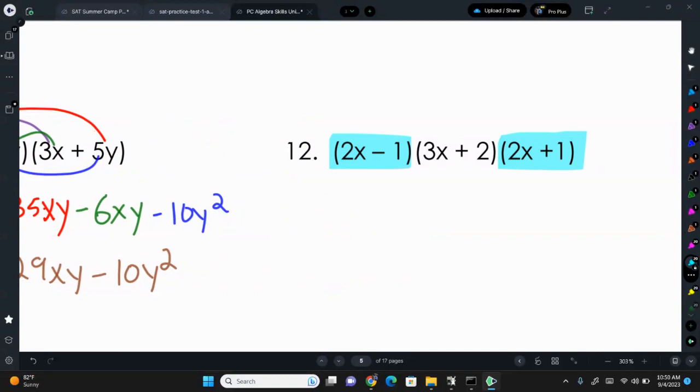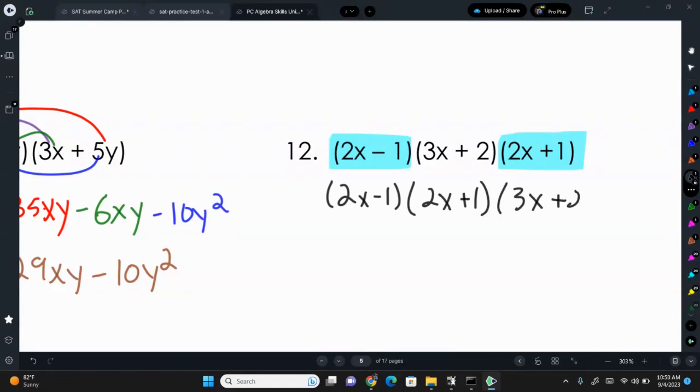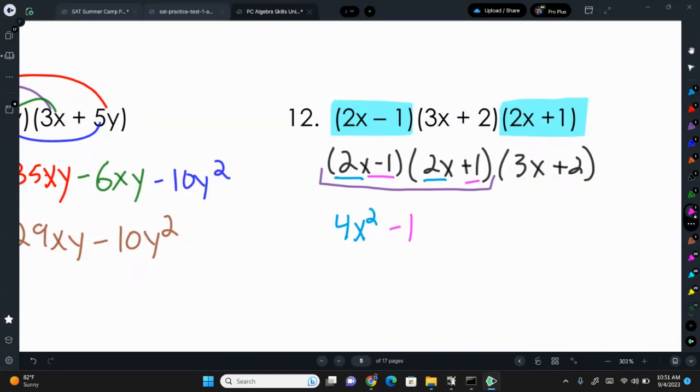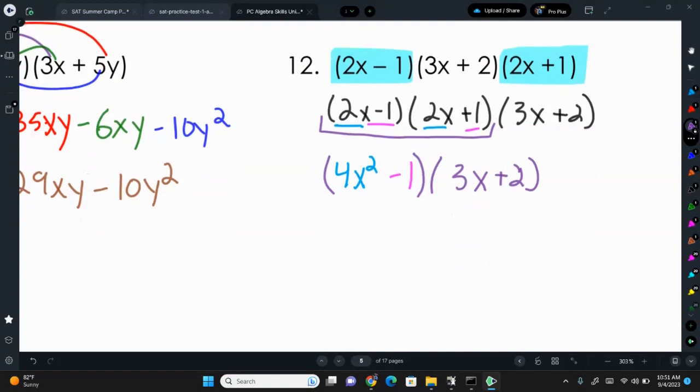Now our last example here, I noticed that these two are the same terms, but one is negative, one has a negative sign in it, one has a positive sign in it. So I'm going to rewrite this as 2x minus 1 times 2x plus 1 times 3x plus 2. Because now I'm going to multiply these two first using the rule from the first page where I just have to multiply these two to get 4x squared and these two to get negative 1. And then I can multiply this by 3x plus 2. That just makes it a little bit easier.